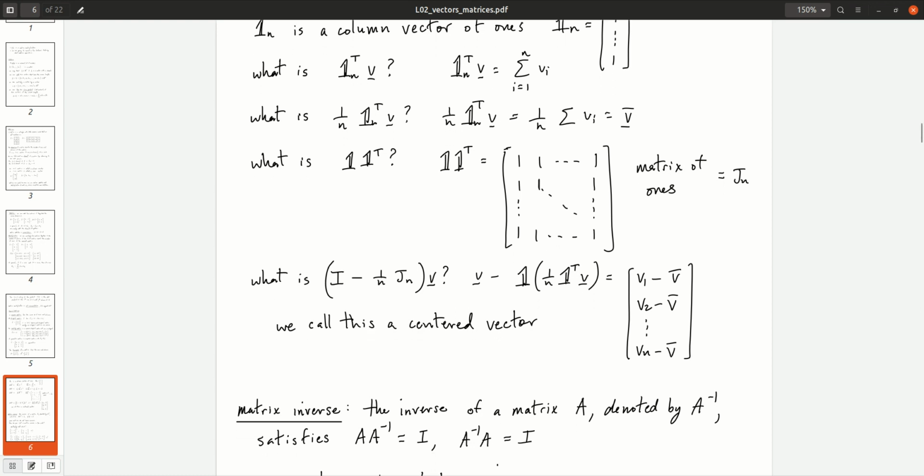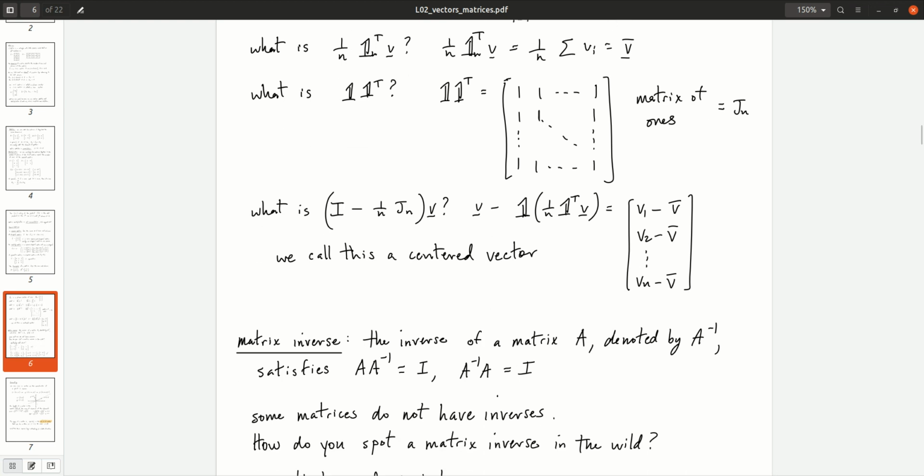Okay. Now here's an exercise for you. If we look at I, the identity matrix, minus 1 over n J sub n, that's an n by n matrix, so we can subtract them. If we multiply the difference between those matrices times a vector v, then we get this. I'll leave it for you to verify that the answer is an n by 1 matrix, or an n vector, where the ith entry is vi minus the average of the entries of v. And we call this a centered vector.